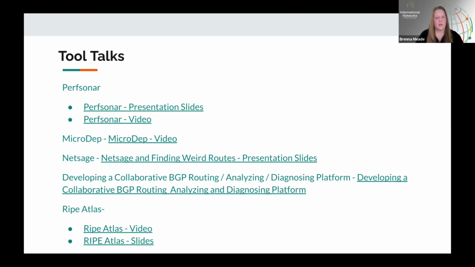And that's why we as a routing working group think these tool talks are important and useful, and we hope to continue providing them. So if you have any interest in providing a tool talk, or someone who may be interested in providing a tool talk at the routing working group, feel free to reach out. We're always looking for new tool talks.